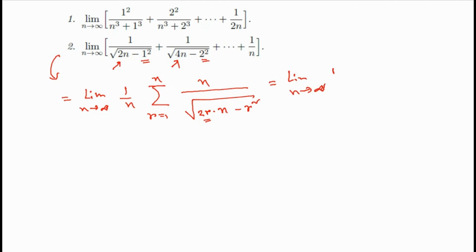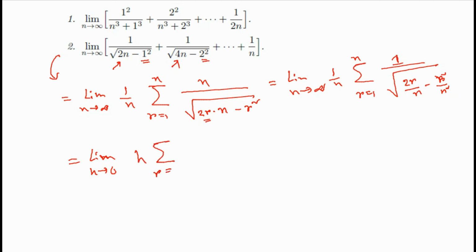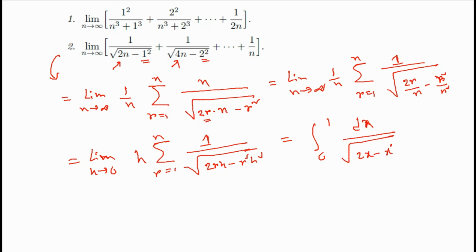So limit n tends to infinity 1 by n summation r equal to 1 to n, 1 by root over, just dividing numerator and denominator, so we'll have 2r by n minus r square by n square, and limit h tends to 0, h summation r equal to 1 to n 1 by root over 2rh minus r square h square. So we will have integral 0 to 1 dx by root over 2x minus x square, and we can easily solve that integration.